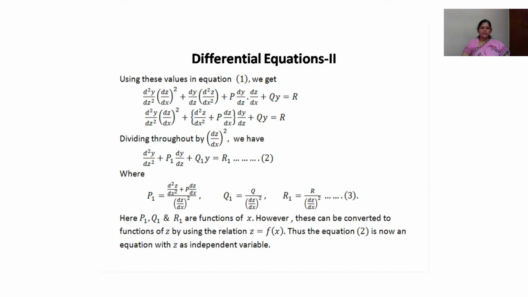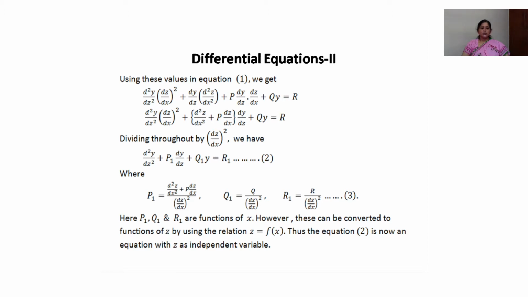So we'll get d square y by dz square into dz by dx whole square plus d square z by dx square plus p into dz by dx into dy by dz plus qy is equal to r. The given equation is not in the standard form, so we want to make it a standard form. That's why we are dividing this equation by dz by dx whole square.